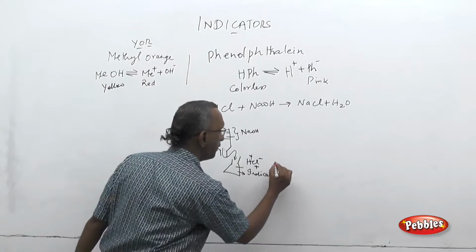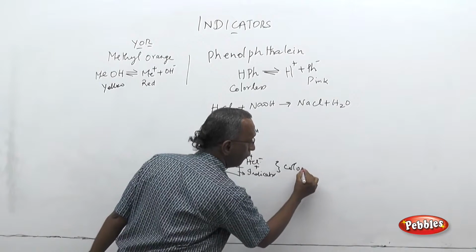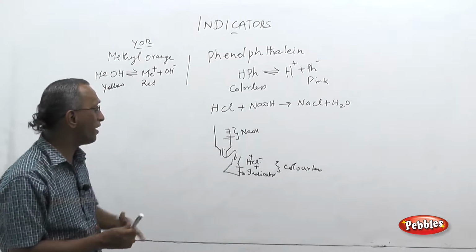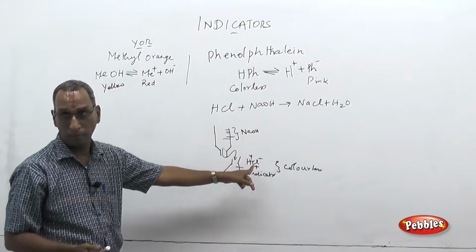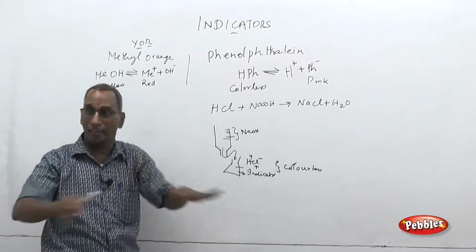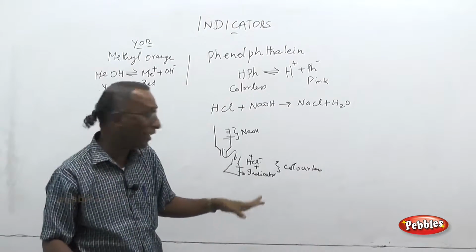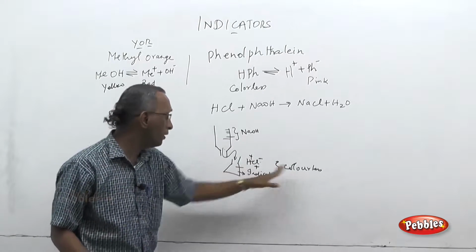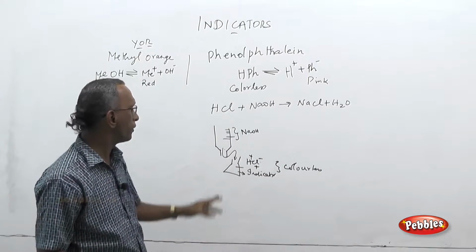So phenolphthalein is colorless in acid. Phenolphthalein is colorless in acid. Acid here is nothing but HCl. It should not be confused with phenolphthalein being considered as a weak acid. That is separate. But it is mixed with a strong acid, hydrochloric acid. In this combination, the conical flask contents are colorless.